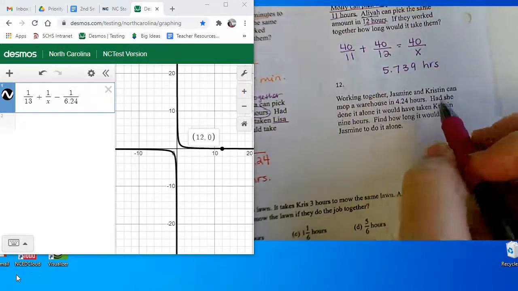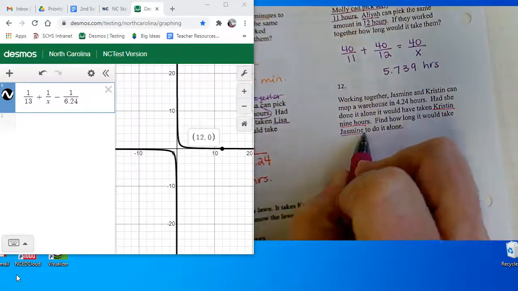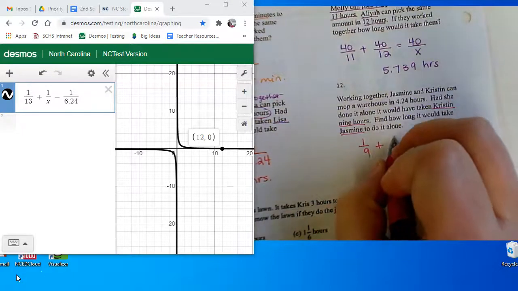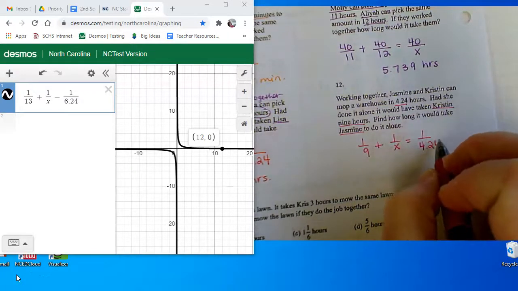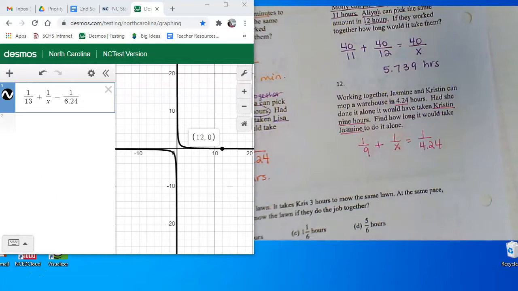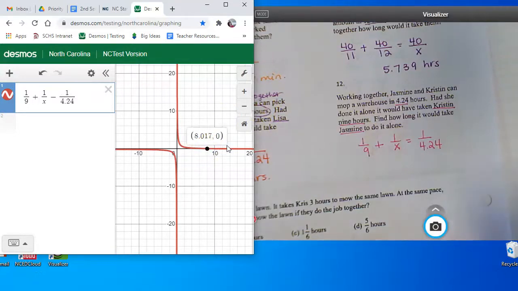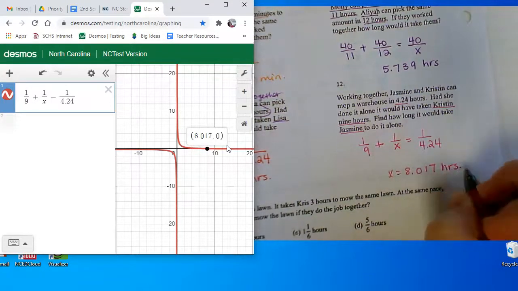Alright, so we know that Kristen, it would take 9 hours. We want to know how long it would take Jasmine, so we would have 1 over 9 plus 1 over X for Jasmine, and then we know together it's 4.24, so 1 over 4.24. And then when we put this in Desmos, minus 1 over 4.24, and I think you get around 8, so it would take around 8.017 hours.